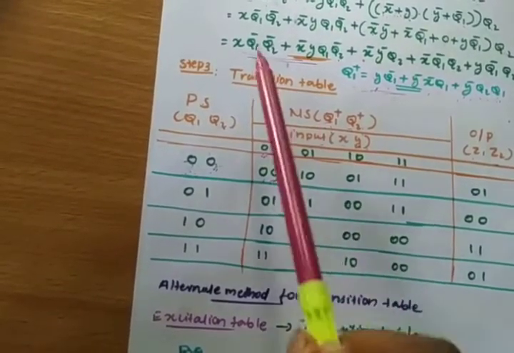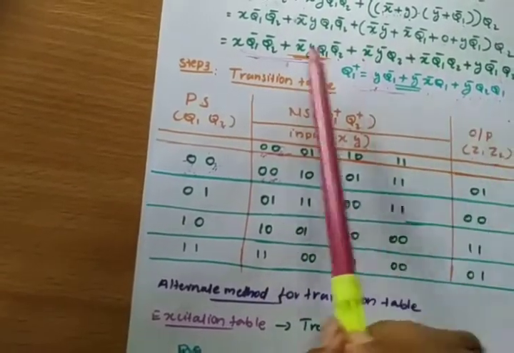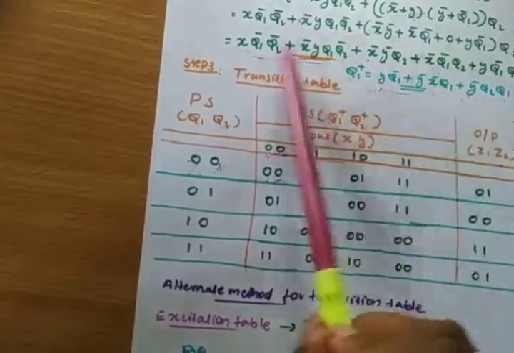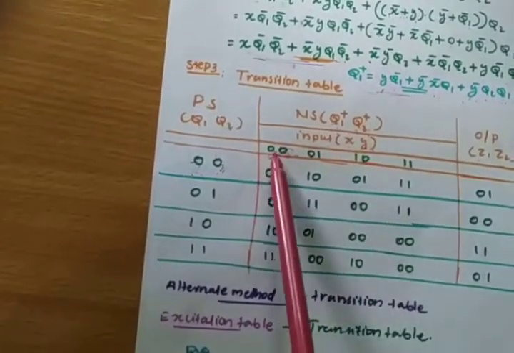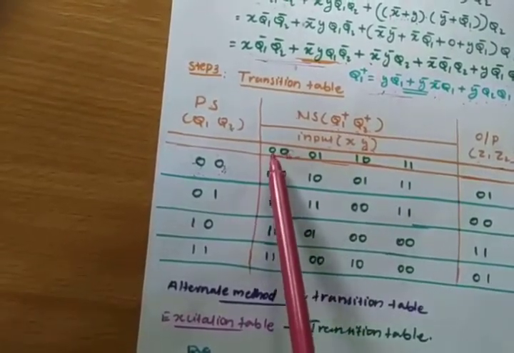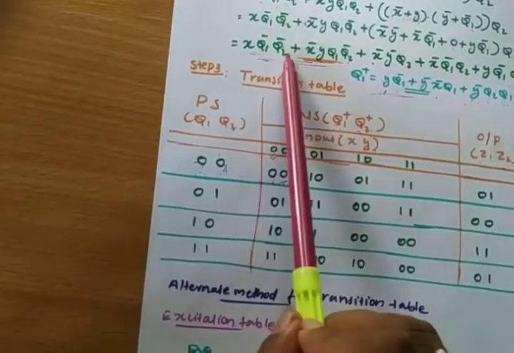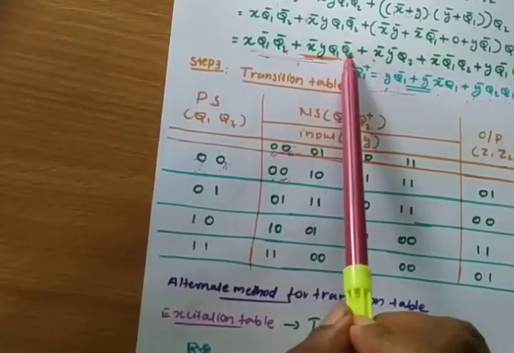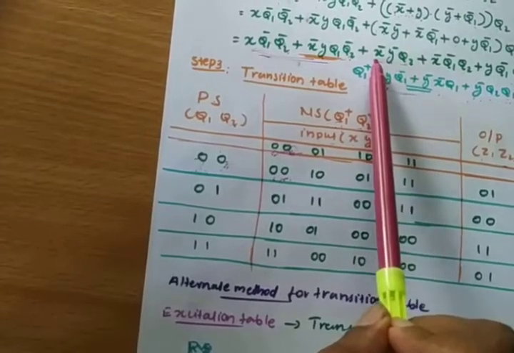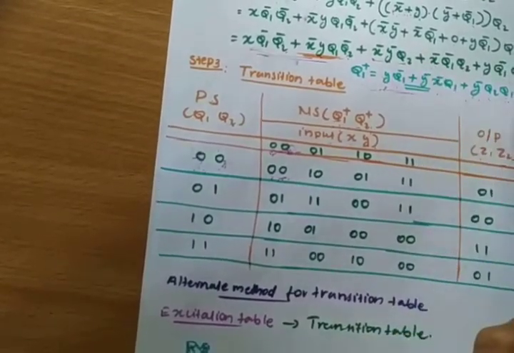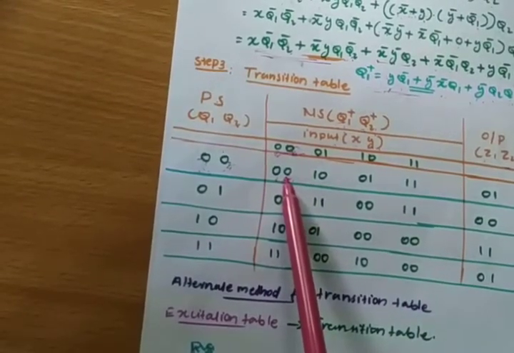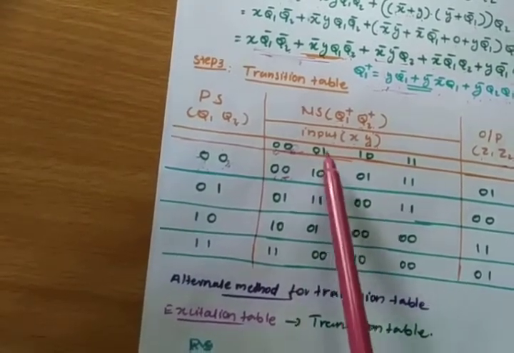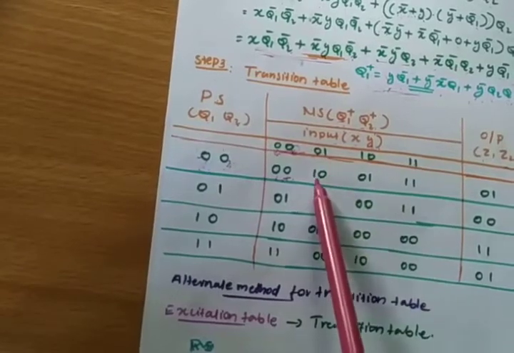Next q2 plus, this second term. How to find out q2 plus? You have to put q1 values in this equation and x and y values in this equation. You know that x and y are 0 here, so x is 0, entire term is 0, y here 0, entire term is 0, q2 is 0 here, entire term is 0, q2 and y is 0, entire term is 0, so q2 plus is also 0.